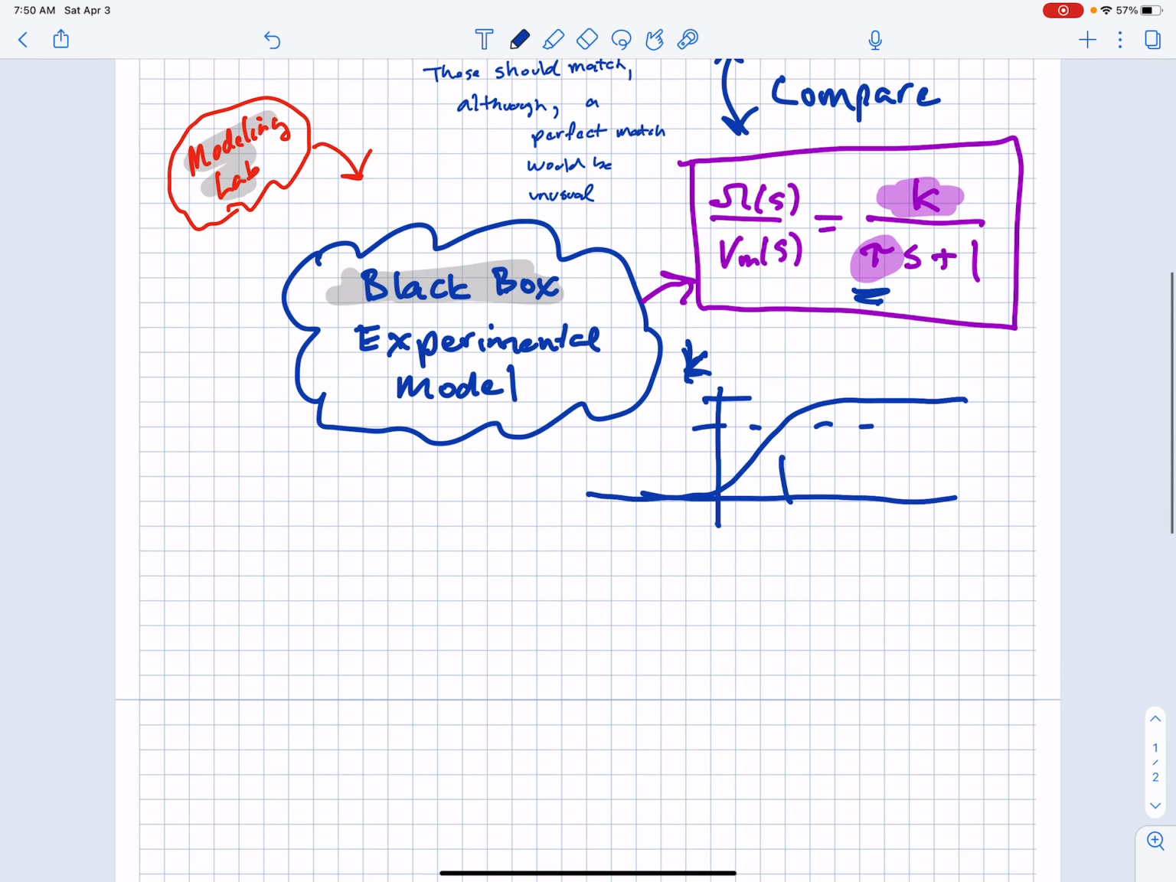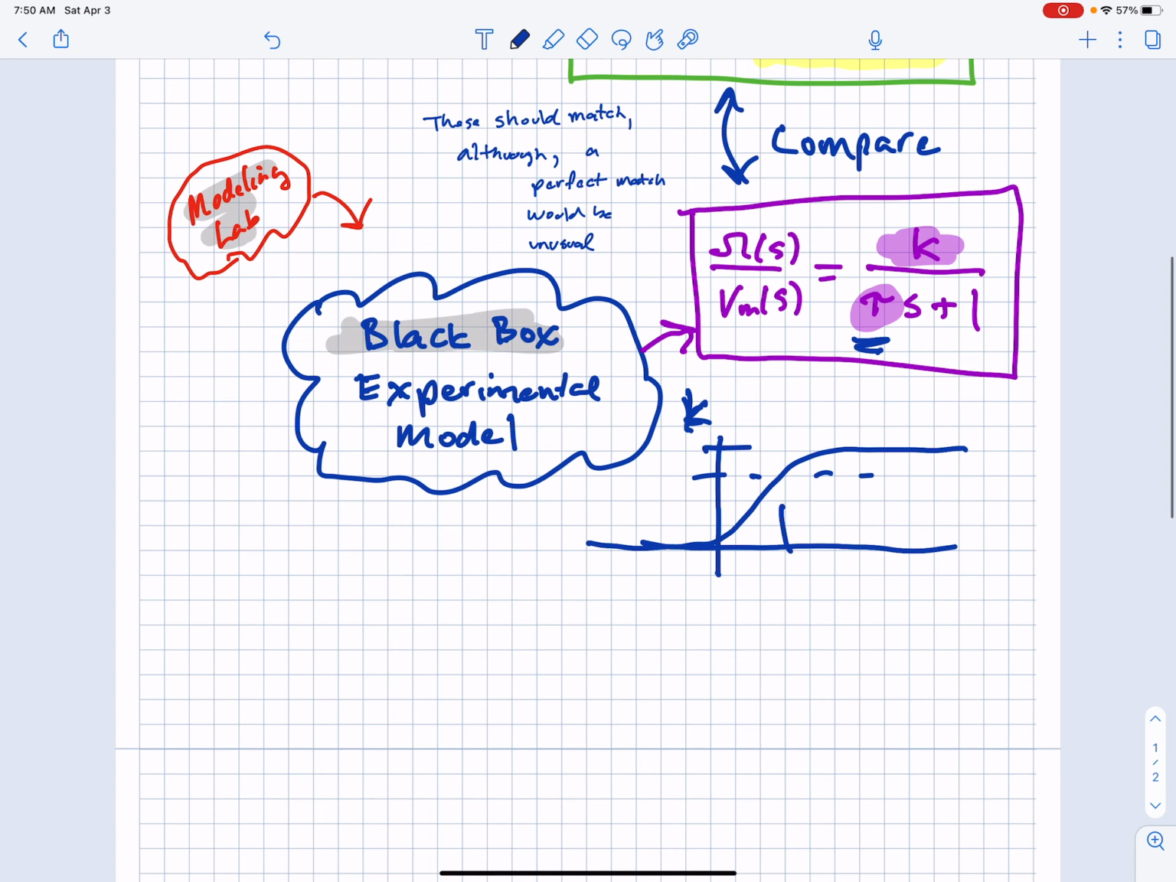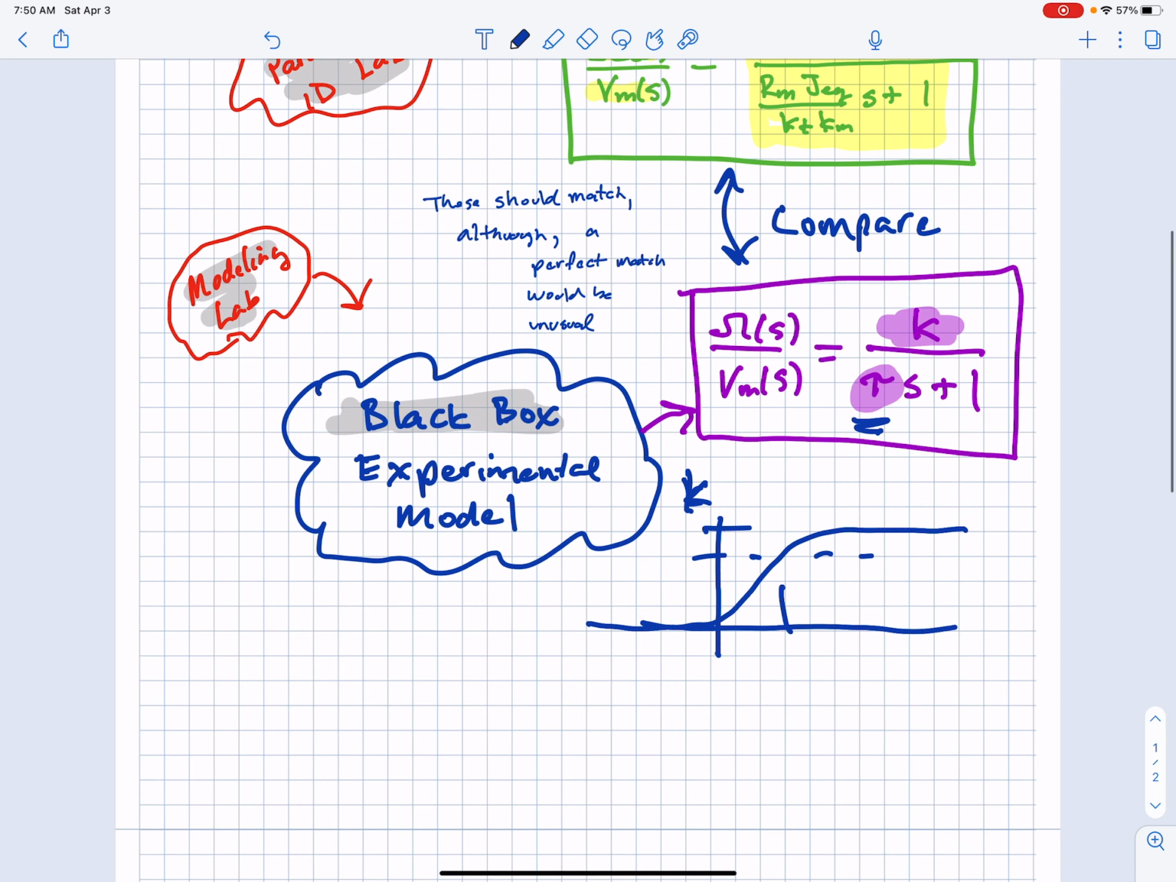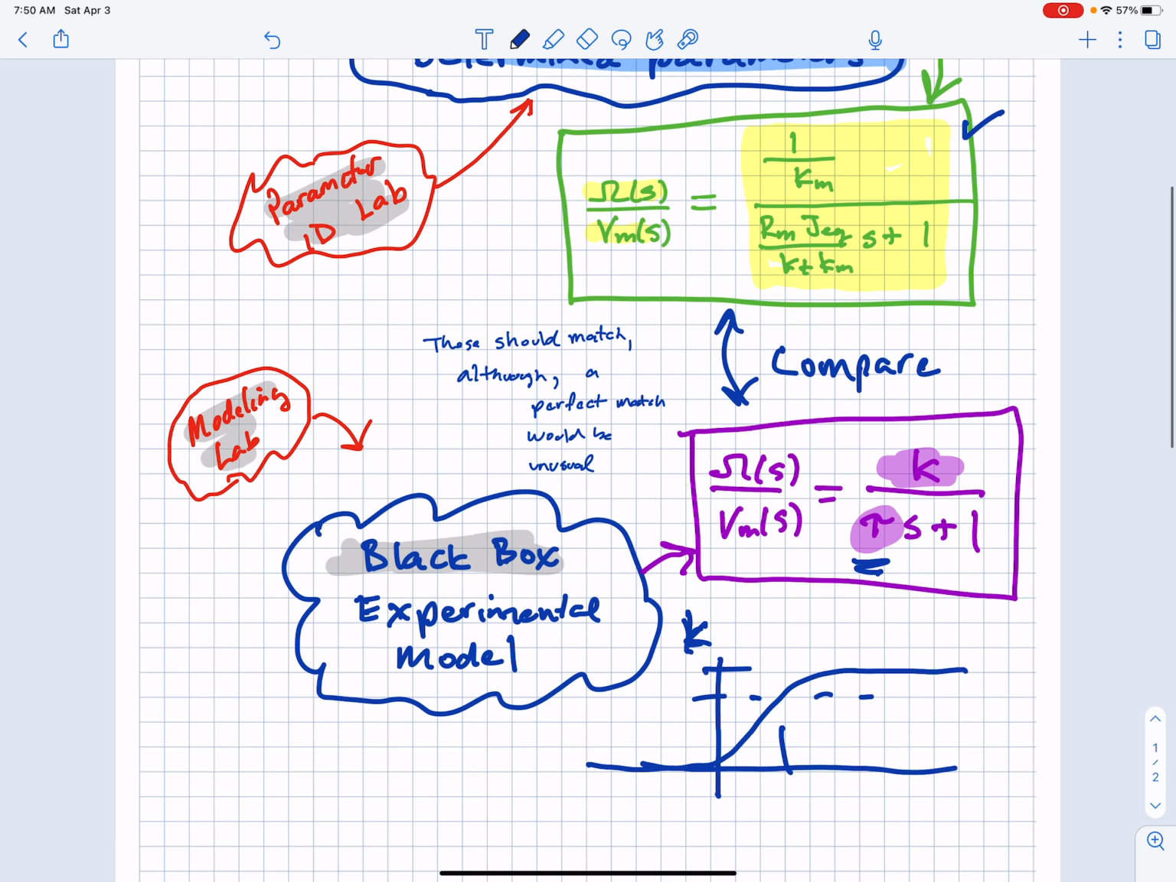But this black box approach is good for giving you an idea of what the system is like, and it's also good for verification, because ultimately when you take a look at these two systems, they should be comparable. They're not going to be exactly the same numerical values that show up in the transfer function, but they should be reasonably close. Hopefully that helps you get a picture of what's going on with the first two labs.